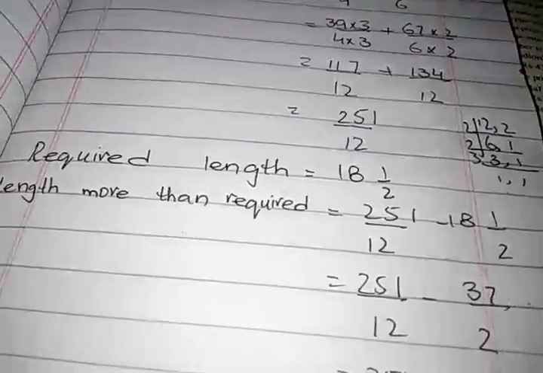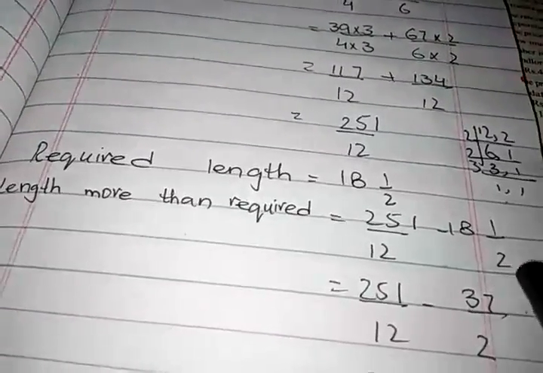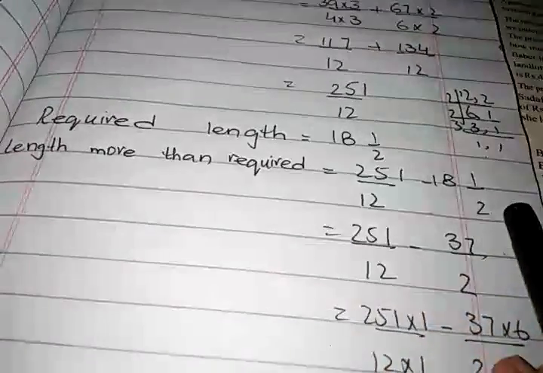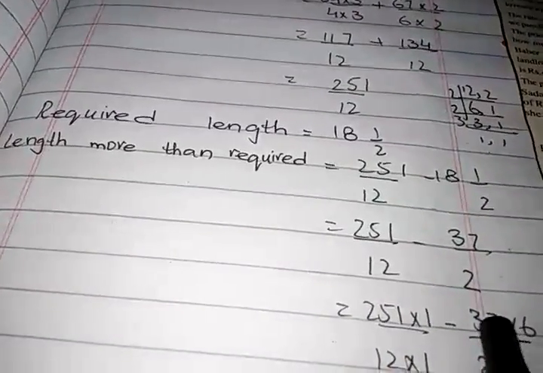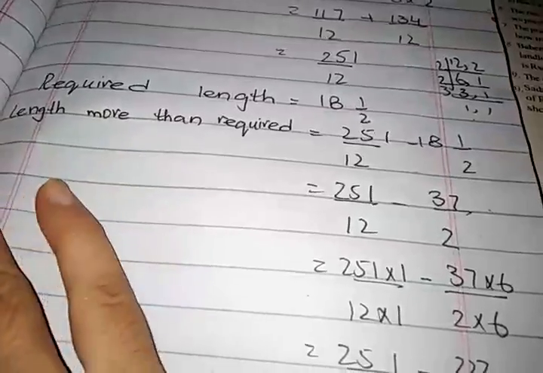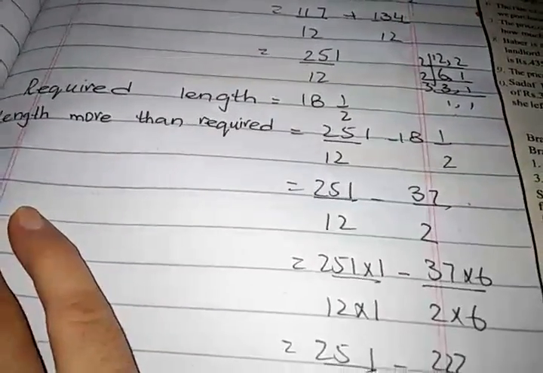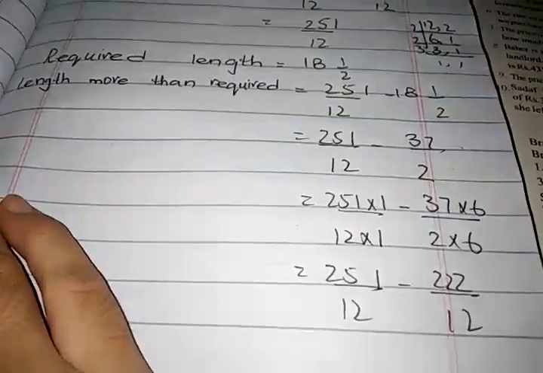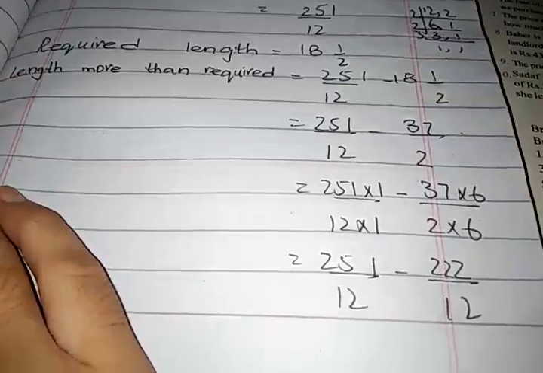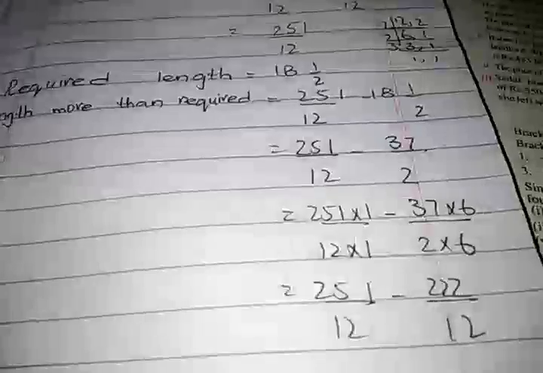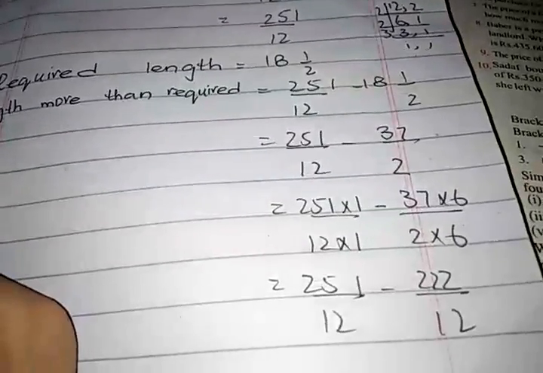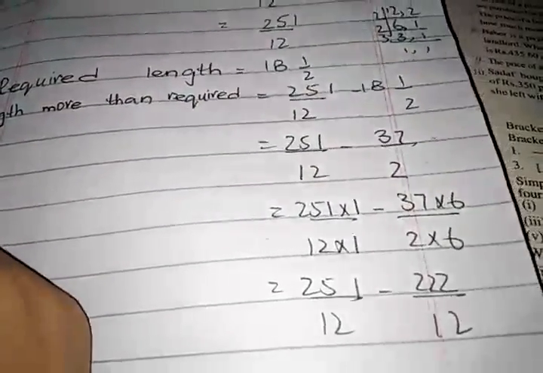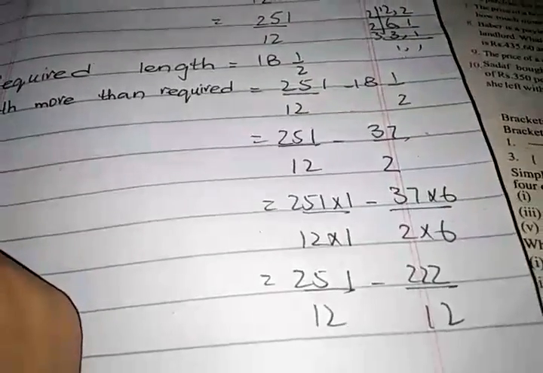Students, now we have to convert this mixed number fraction into simple fraction and the simple fraction of this mixed number fraction is 37/2. Now we have to find the least common multiple of 12 and 2 and the least common multiple of 12 and 2 is 12. 251 multiplied by 1 is equal to 251. 12 ones are 12. 37 multiplied by 6 is equal to 222 and 2 multiplied by 6 is equal to 12. Now we can easily subtract 222 by 12 minus 251.